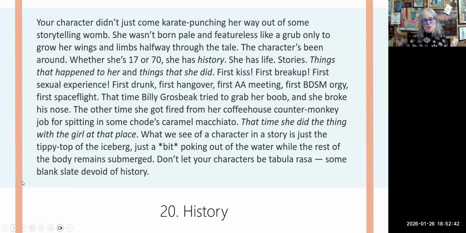Number 20, history. They need history, right? They can't just have come out of the complete blue. They have to have backstory. He says your character didn't just come karate punching her way out of some storytelling womb. She wasn't born pale and featureless like a grub, only to grow her wings and limbs halfway through the tale. The character's been around. Whether she's 17 or 70, she has a history. She has life, stories, things that happened to her and things that she did.